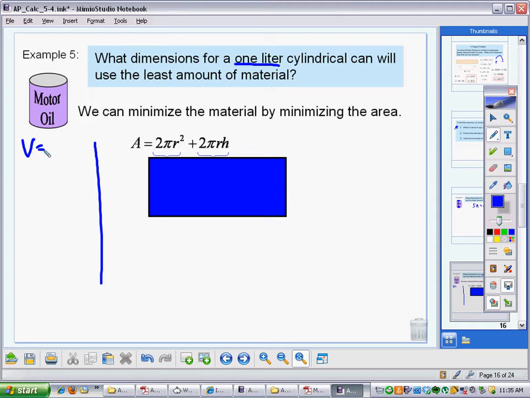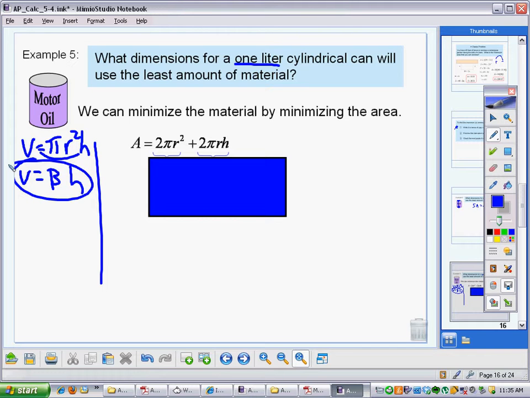I need my volume equation. What's the volume equation of a cylinder? Pi r squared h. By the way, just so you know, for any sort of container, the volume is always capital B times h, and capital B represents area of base. Area of base is a circle, pi r squared. If it was a rectangle, it'd be length times width, times height. So that's just a general formula. This always works, except pyramids have a 1/3 and cones.